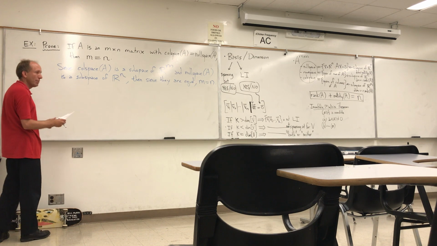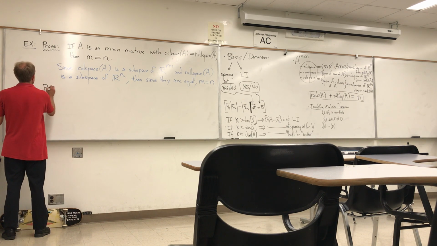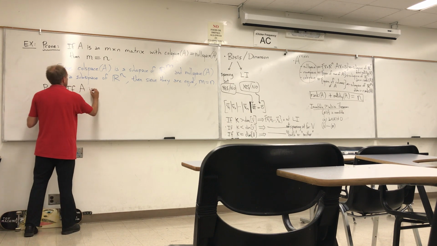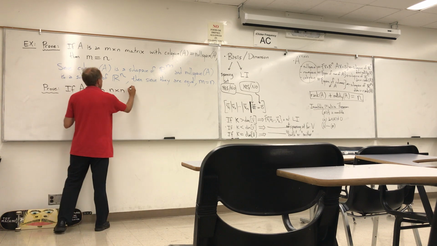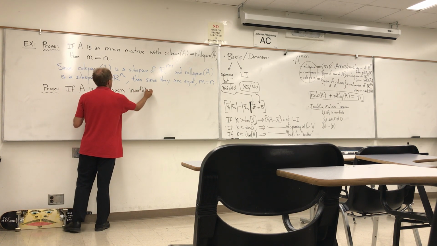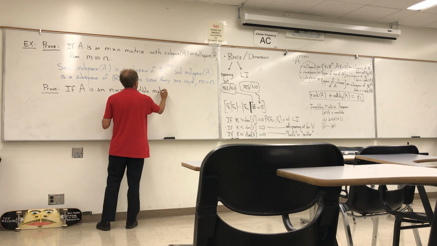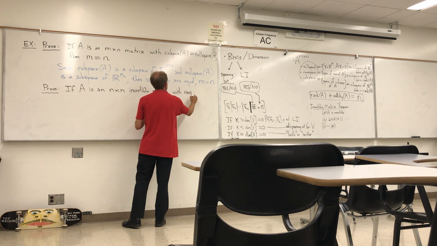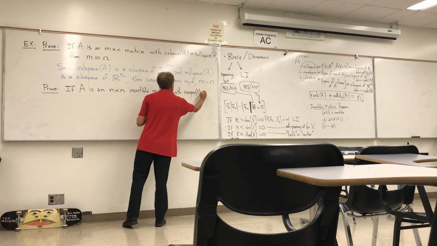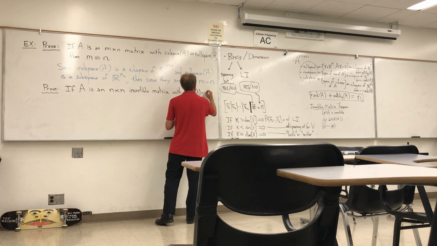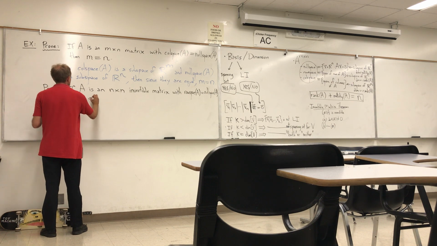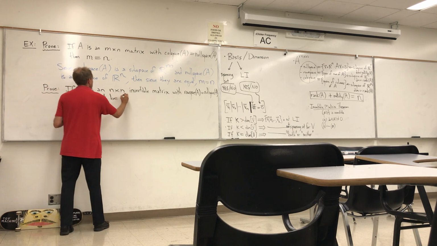Let's do another one. Let's practice another one that's kind of similar. So let's do this one. This is also another proof. Prove that if A is an n by n invertible matrix with the row space of A equal to the null space of A, then A cannot be invertible.